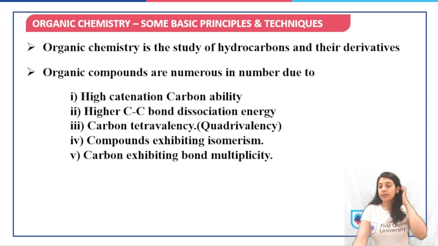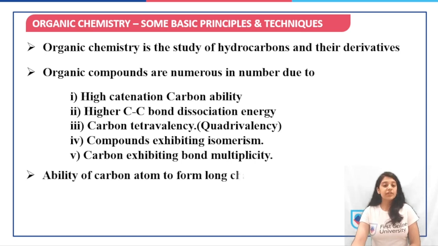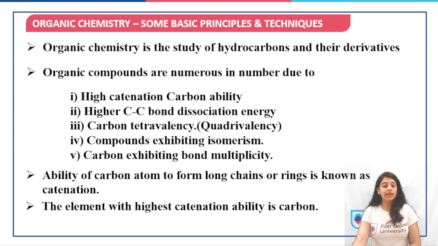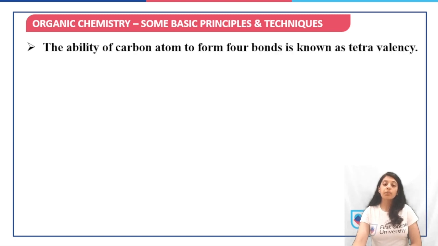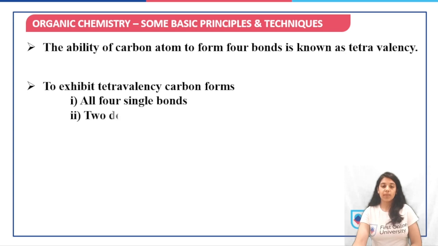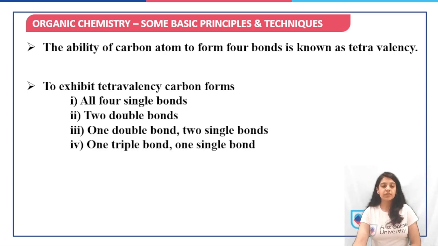These organic compounds are capable of exhibiting isomerism. We will be talking very shortly about isomerism in the upcoming lectures. And carbon exhibits bond multiplicity. It is capable of forming single, double, and triple bonds. The ability of carbon atom to form long chains or rings is what we term as catenation. The element with highest catenation ability is carbon because it has got tetravalency property as well. The ability of carbon atom to form four bonds is called tetravalency. To exhibit tetravalency, carbon forms all four single bonds or two double bonds, one double and two single bonds, or one triple and one single bond, any of these combinations.